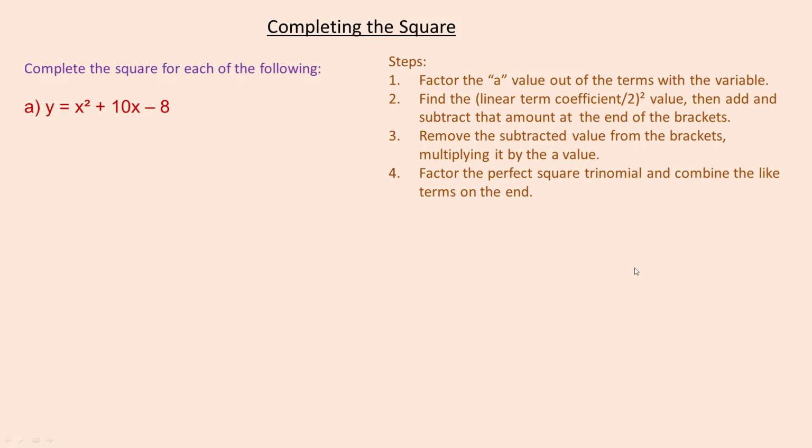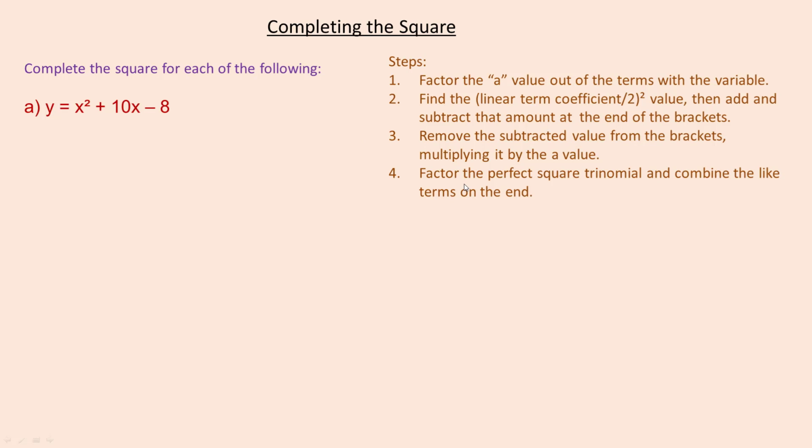In this tutorial, we're going to take a look at the method called completing the square. It's a method or a strategy to take a parabola that's in standard form and convert it into vertex form, so you can see what the vertex is. I'm going to take a look at three examples, a fairly basic one on this page, and then two ones that are a little bit more complicated on the second slide.